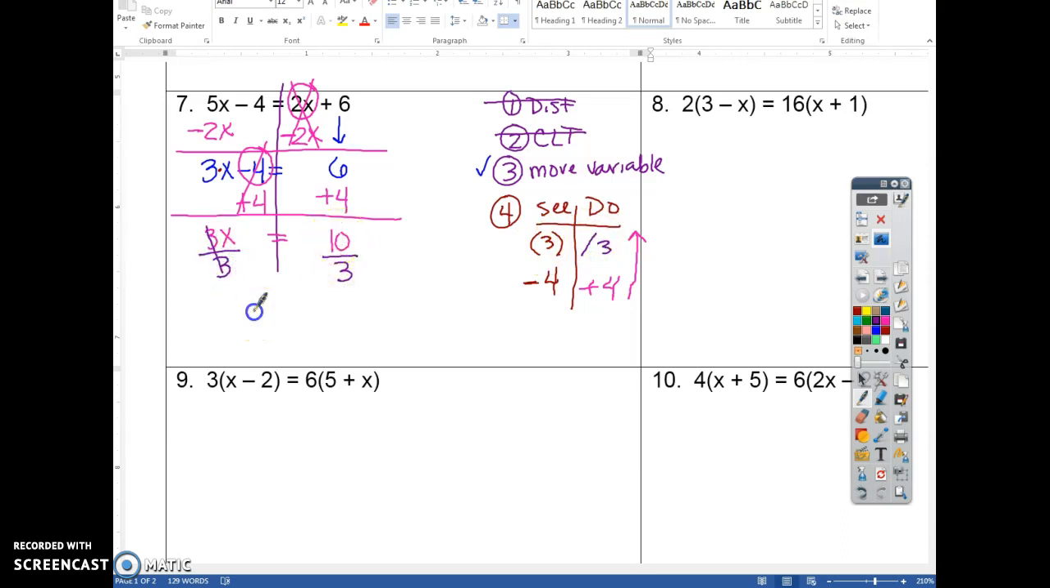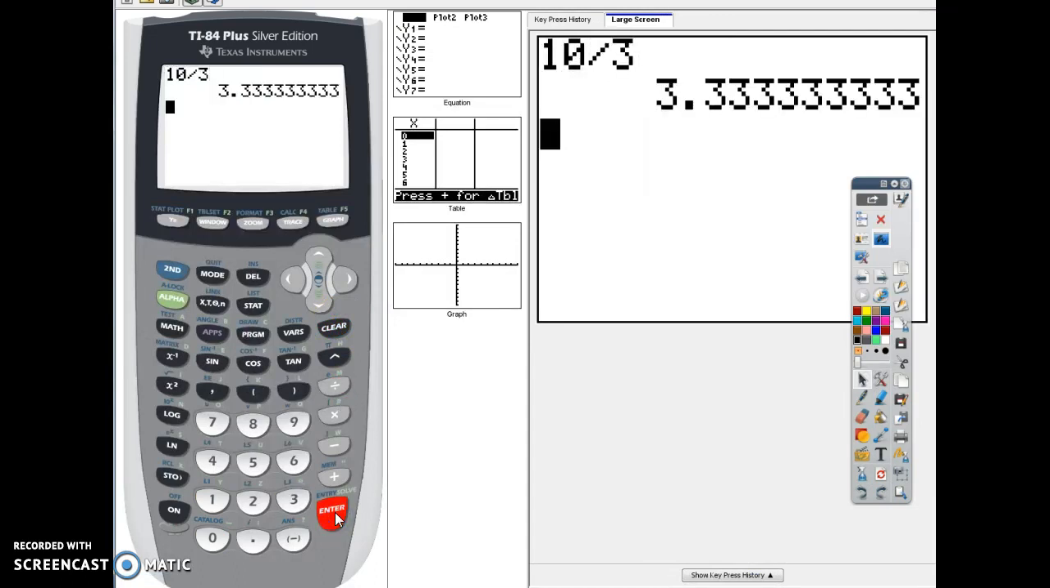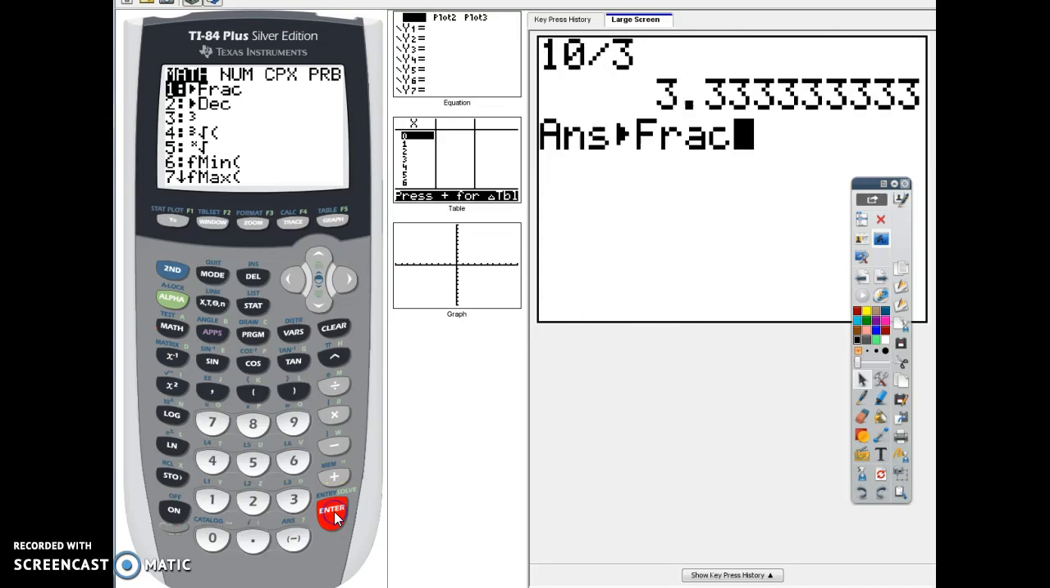Put it in the calculator. 10 divided by 3. Look for that answer on your sheet. Look for that answer on the bottom in the back page. Do you see that somewhere? No, because it's a fraction. So what do I have to do to this? You do math, enter, enter, and it gives you the fraction back.